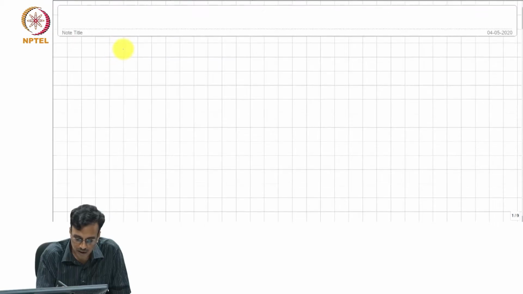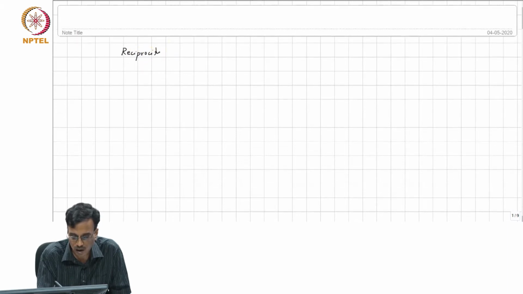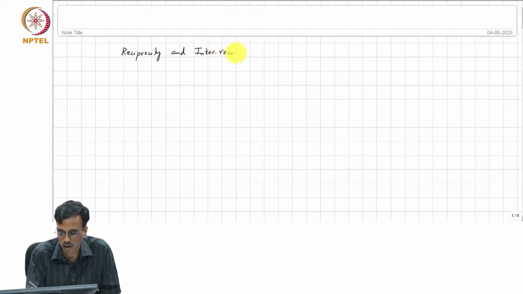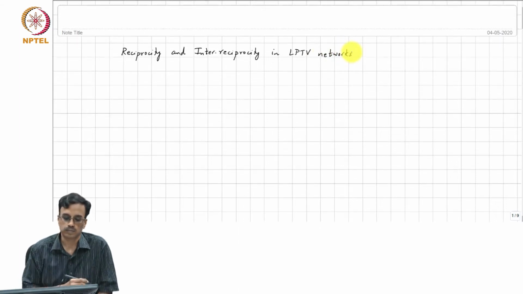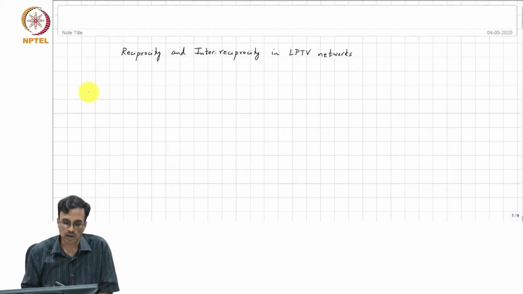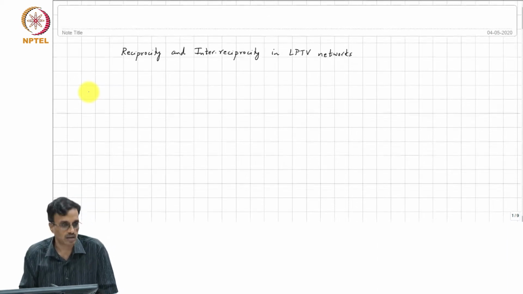A new topic, namely reciprocity and interreciprocity in linear periodically time varying networks. Okay. So, when we were discussing time invariant networks, we already have seen and understand what these terms mean.